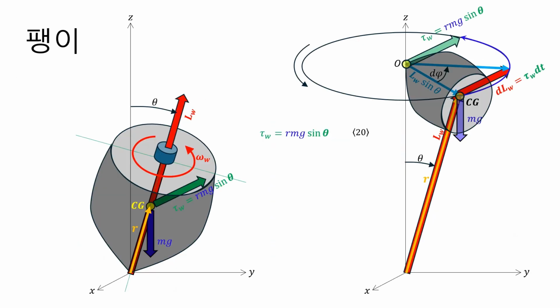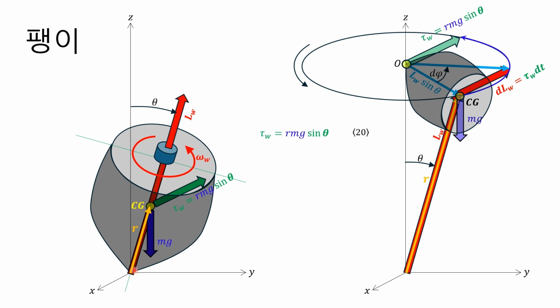Here we will look at the angular motion of a top. So far, we have analyzed the case where the physical quantities related to the gyroscope motion are perpendicular to each other. If the central axis of the top is aligned with the vertical z-axis and the center of gravity of the top is on this central axis, the top can spin while maintaining an upright posture.